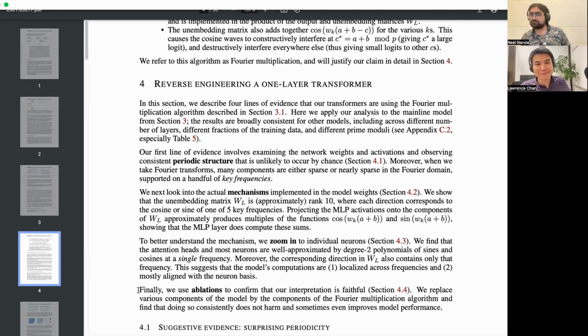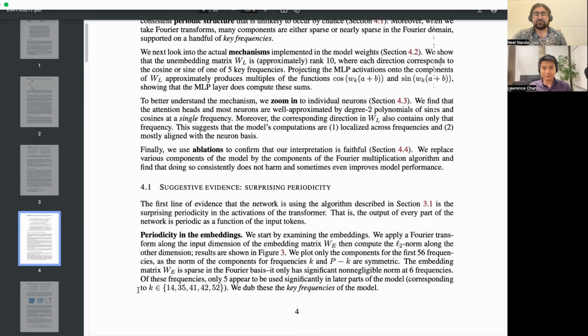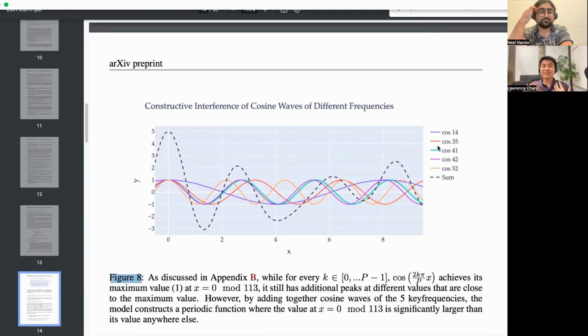Right, exactly. Oh yeah, we should probably explain the idea of key frequencies. Absolutely. This particular mainline model represents 5 different frequencies, in the sense that it picks cosine of 2kπ over P, or sine of 2kπ over P, as its computation. Here, k is the frequency. And in fact, it uses 5 frequencies listed on the right over here: 14, 35, 41, 42, 52. Note, these are completely arbitrary, and we found no structure in which ones it learns. Yeah, they're completely arbitrary, and there's good reason to expect them to be arbitrary because P is a prime here.